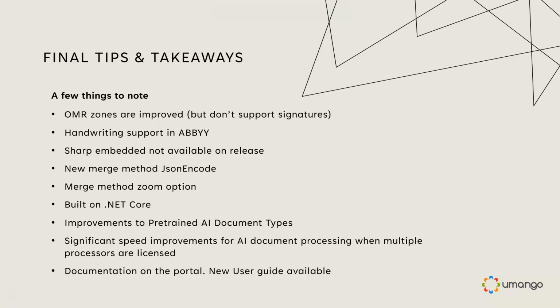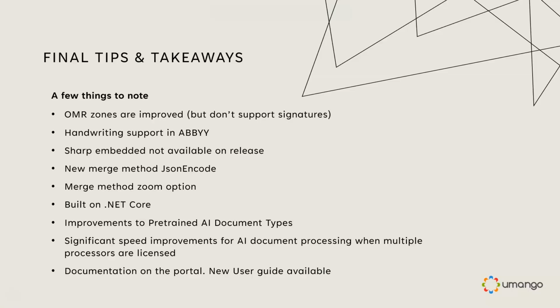It also can be a breaking change. So if you've got customers using OMR zones, and I'm talking about OMR zones, I'm not talking about OMR checkboxes in AI document types. I'm talking about OMR zone types. So where you've got customers that are using OMR zone types historically, it will be a breaking change for them in Umango 25 if they are using OMR zone types for signatures. They'll continue to work fine if they're using it for checkbox recognition, but not for signatures.